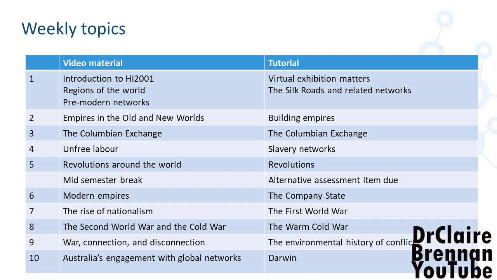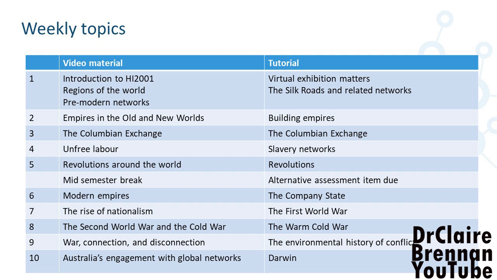And then you get a breather, space to catch up on that first part of trimester and to prepare for the second half. In week 6, we look at modern empires. And by modern, I don't mean 20th century. And we look at an entity called the company state. Again, this is a big and important thing that you may never have come across before. It's worth having a look at.